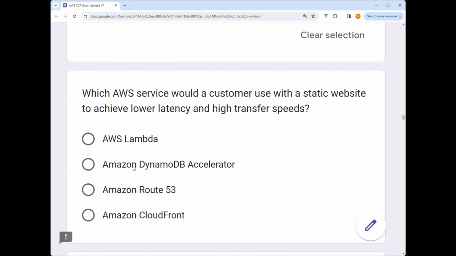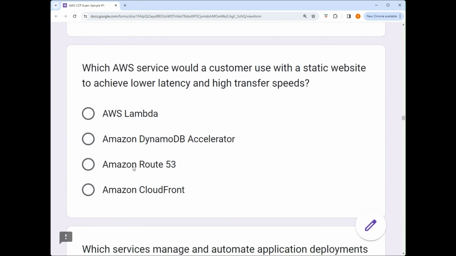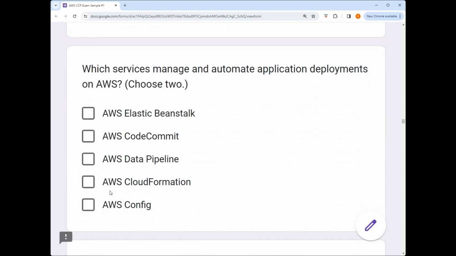Which AWS service would a customer use with a static website to achieve lower latency and high transfer speeds? AWS Lambda. Amazon DynamoDB Accelerator. Amazon Route 53. Amazon CloudFront. Correct answer. Amazon CloudFront.